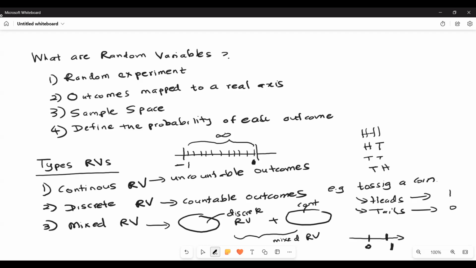Anyway, we will discuss mainly continuous random variables and discrete random variables. Using those properties, we can define the behavior of the mixed random variable.